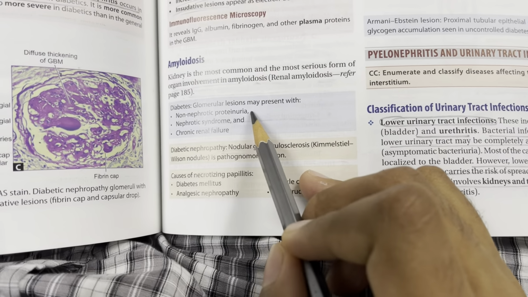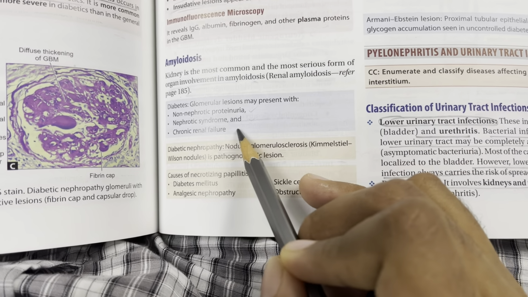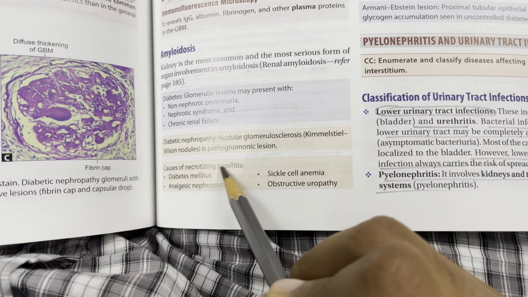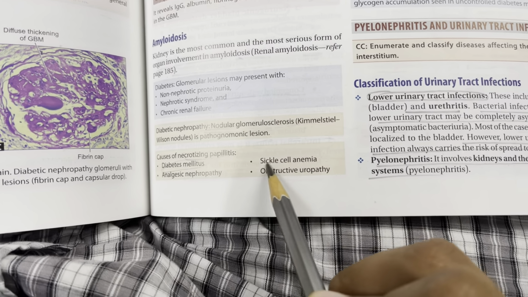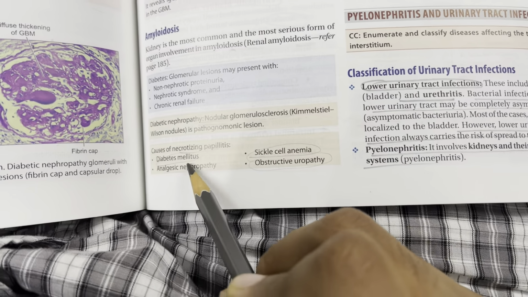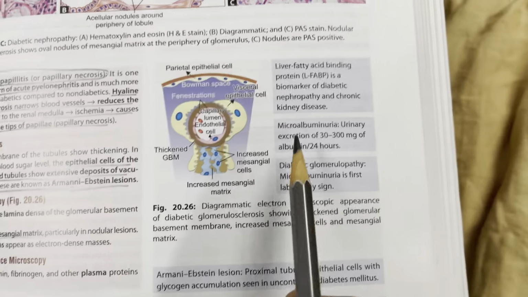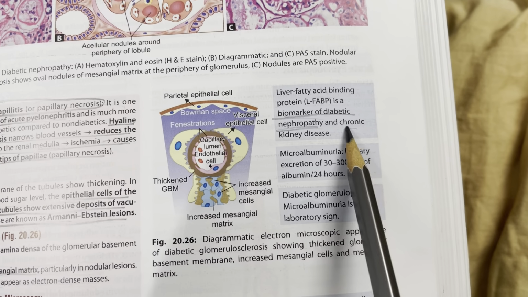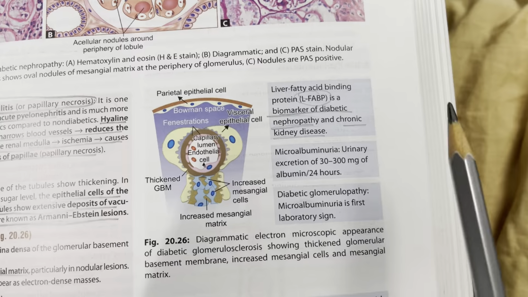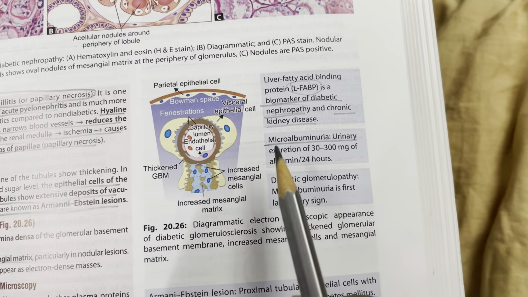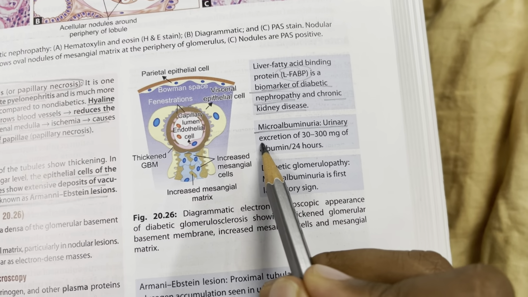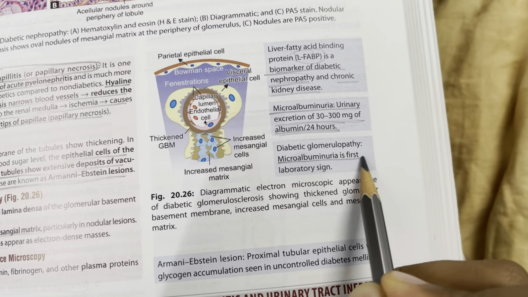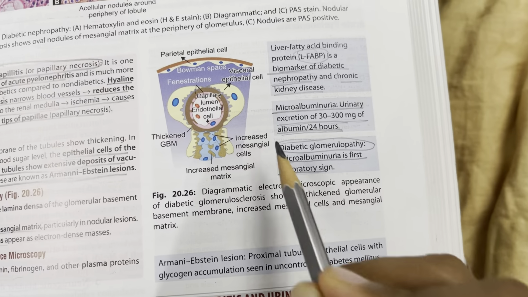Amyloidosis: the kidney is the most common and serious site of organ involvement in amyloidosis. For diabetes, you can have non-nephrotic proteinuria, nephrotic syndrome, and chronic renal failure. The pathognomonic lesion is the Kimmelstiel-Wilson nodule. Causes of necrotizing papillitis: diabetes mellitus, sickle cell anemia, obstructive uropathy, and analgesic nephropathy. Liver fatty acid binding protein, L-FABP, is a biomarker of diabetic nephropathy and chronic kidney disease. Microalbuminuria is seen in diabetes, especially excretion of 30 to 300 mg of albumin within 24 hours, and microalbuminuria is the first laboratory sign of diabetic glomerulopathy.